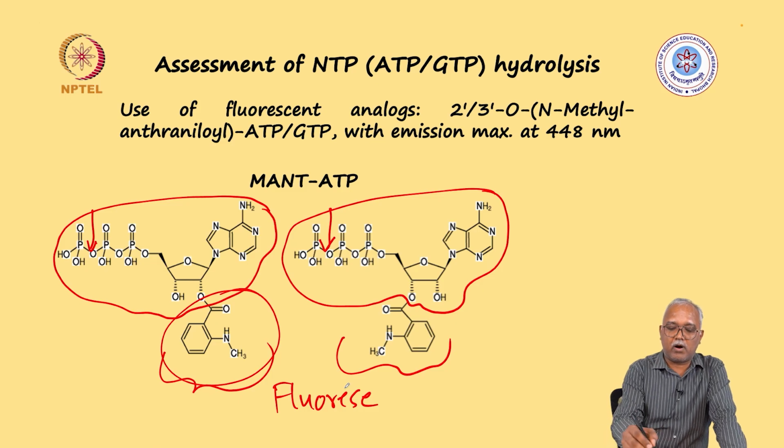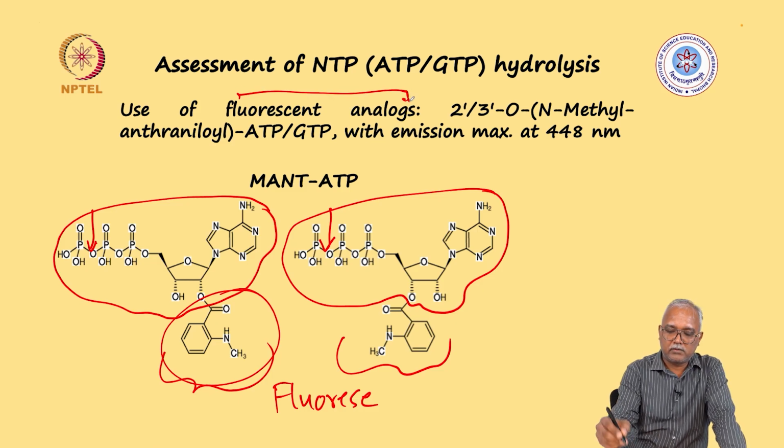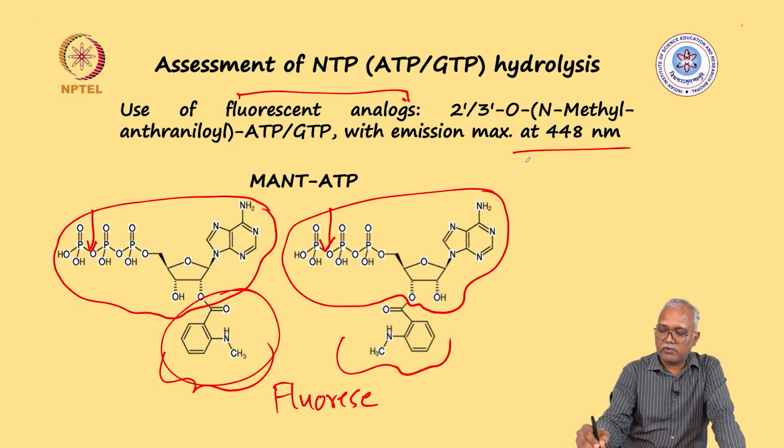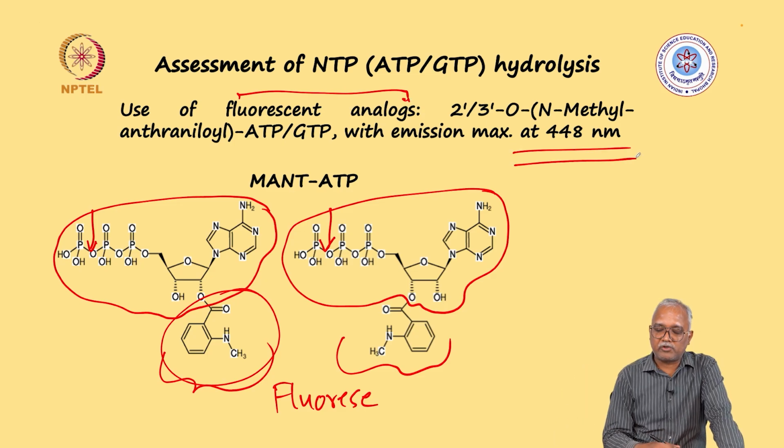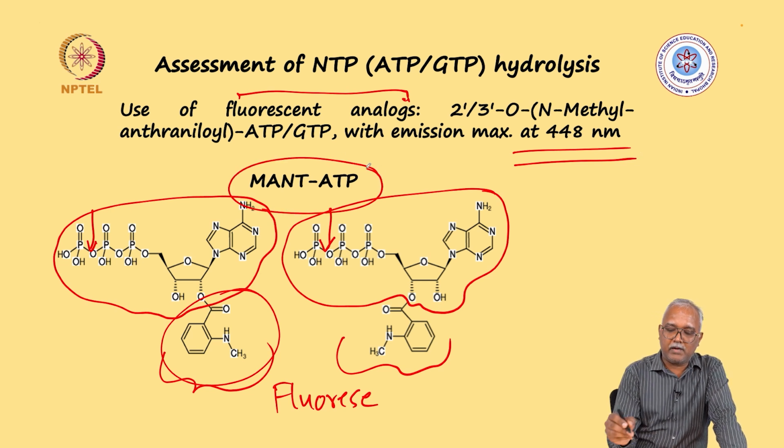Basically, you can record the fluorescence of this molecule which has an emission wavelength maximum of 448 nanometers. So, this is a better variant in terms of the harm it can create. We saw the radioactive nuclei create a problem. So, here you can have MANT-ATP, you can have MANT-GTP.